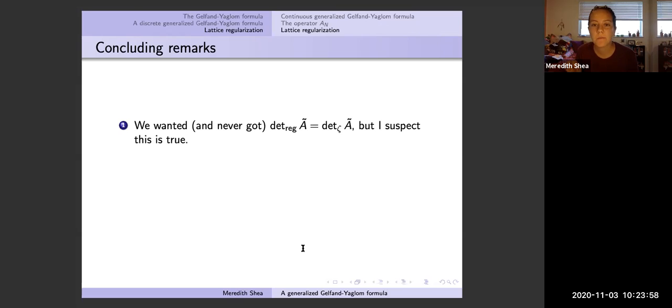Gelfand-Yaglom type formula. So you can get away with not explicitly computing the zeta regularization if you can find that generalized Gelfand-Yaglom type formula. But I don't quite know how to do that for that first order operator.